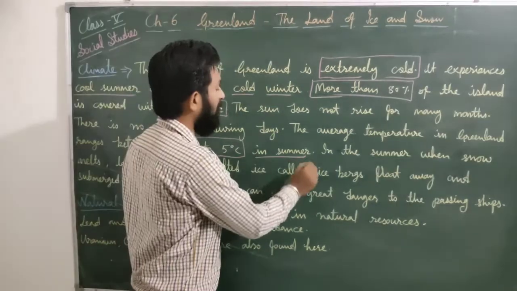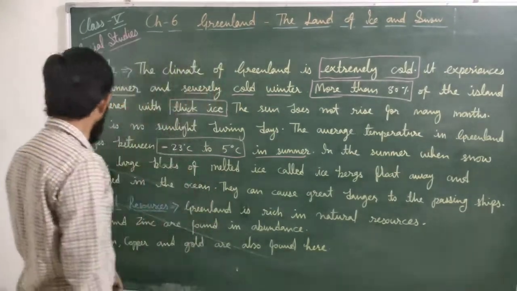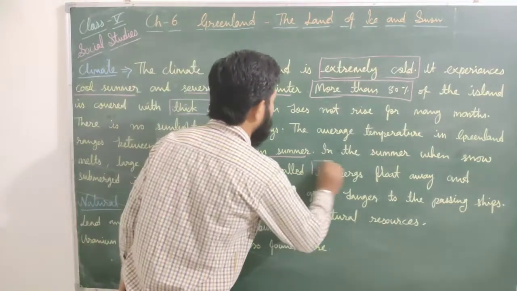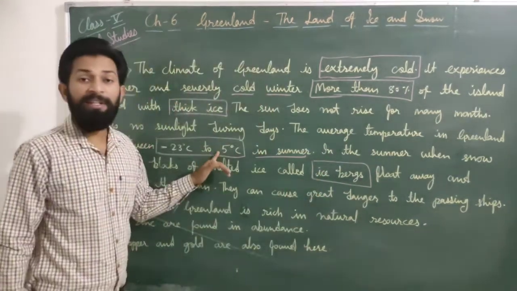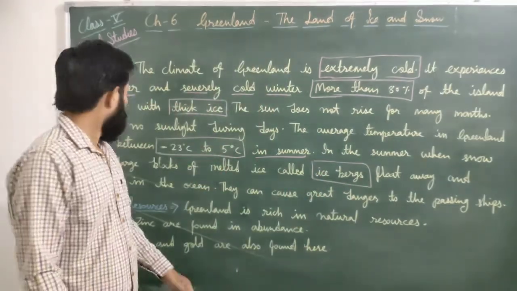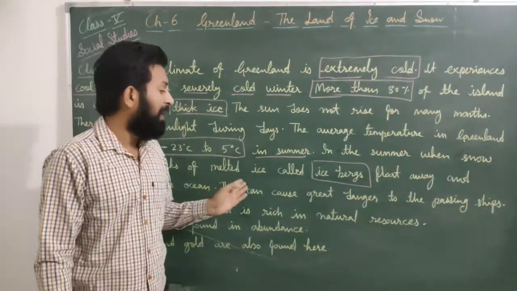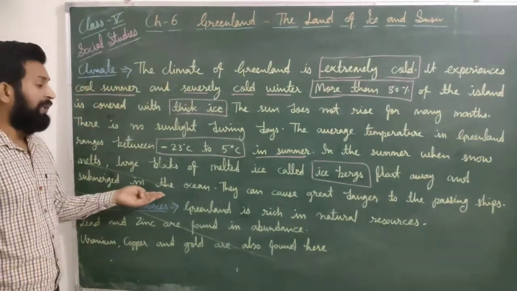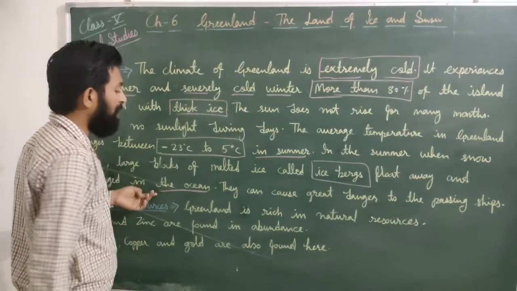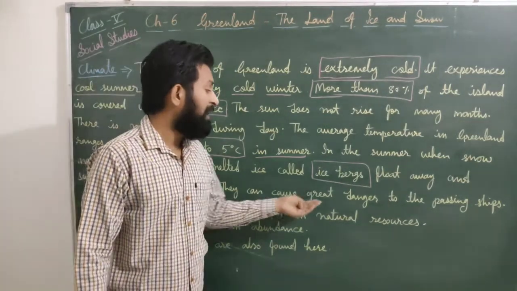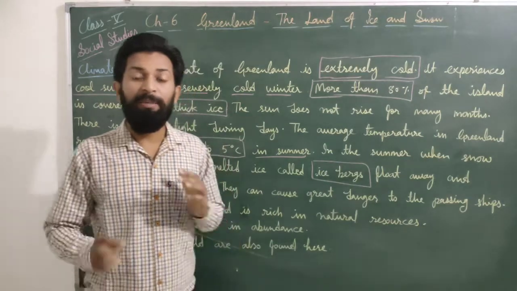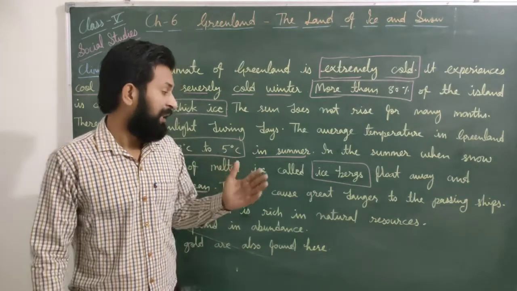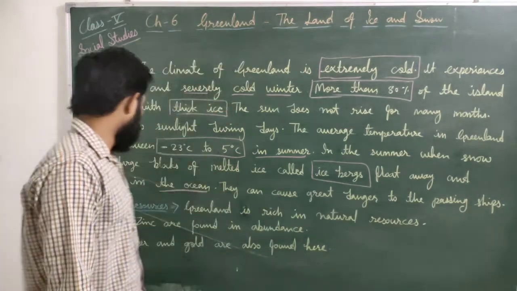It's about summer only. In the summer when snow melts, large blocks of melted ice are called icebergs. In the summer when temperature is nearby 5 degrees Celsius, many large blocks of ice melt and float away, known as icebergs, and finally they enter the ocean, and they can cause great danger to passing ships. If any ship is passing nearby an iceberg, there may be an accident, and the ship may sink in the ocean also.